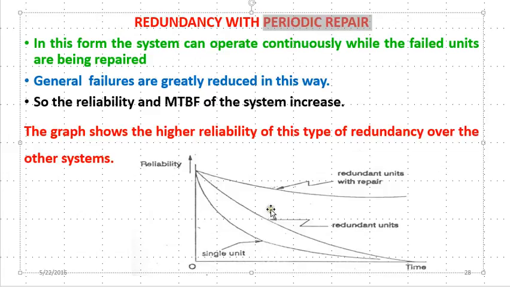To demonstrate this, let us look at this graph. You can see this lower line is the single unit without any redundancy, therefore it is lower in terms of reliability. The one above it, in the middle, has a redundant unit, but there is no periodic repair. But if you look at the last line here, the upper one, it has the highest value of reliability at any point in time, because it has a redundant system and there is periodic repair.